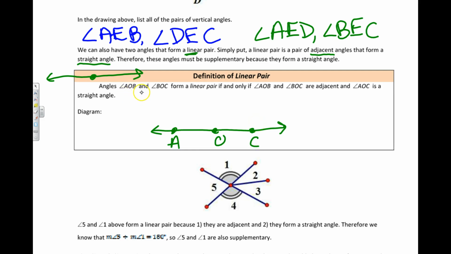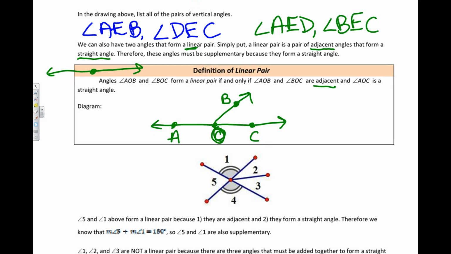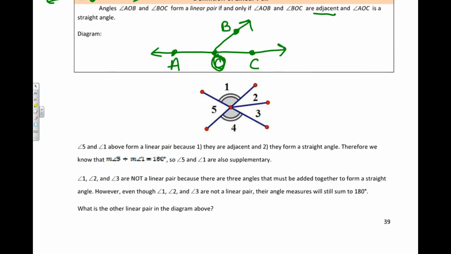And AOB and BOC are adjacent. So AO, I'm going to call this guy over here B, and then BOC make adjacent angles. So do you see how these two angles together form a straight line? That's what makes a linear pair. Well, let's take a look at our diagram down here.